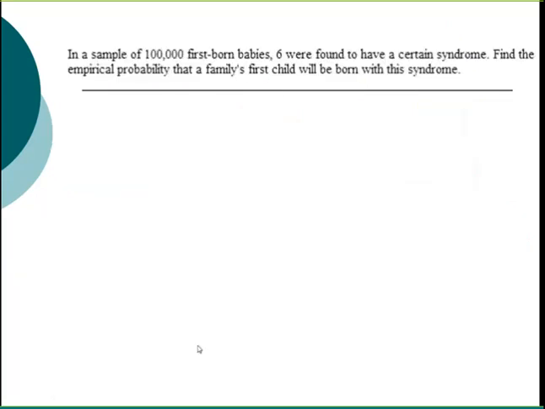So here we've got a sample of 100,000 firstborn babies. 6 were found to have a certain syndrome. So what's the empirical probability? Now when it says empirical, that's the same thing as experimental. The probability that a family's first child will be born with this syndrome. Based on what our experiment is or what we've seen happen, we just take our 6 and divide it by 100,000.